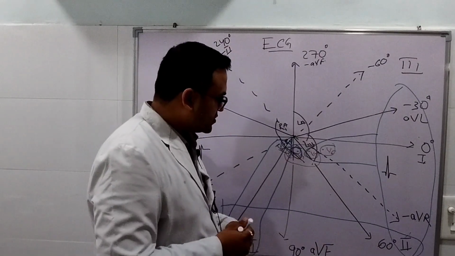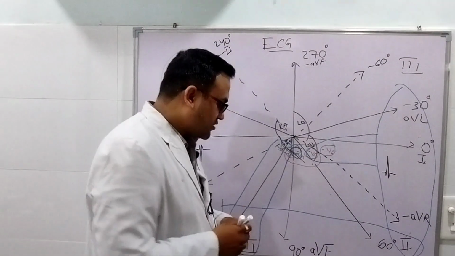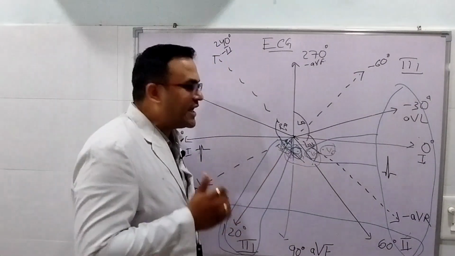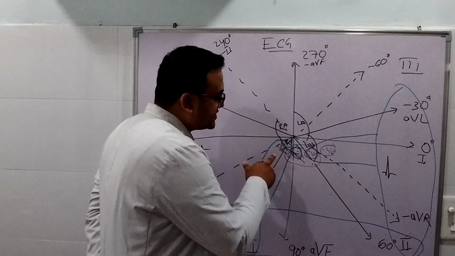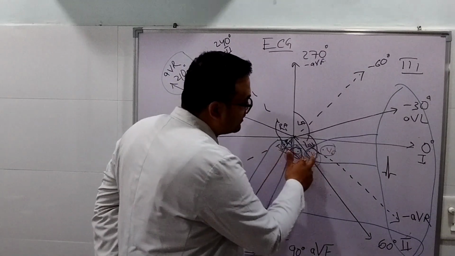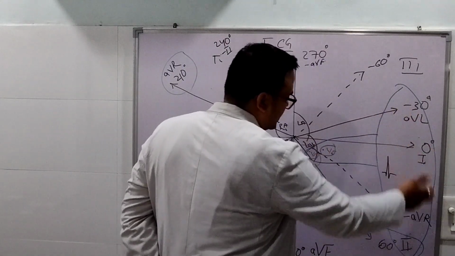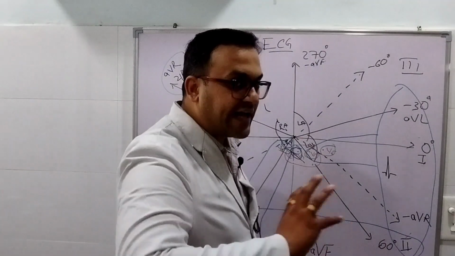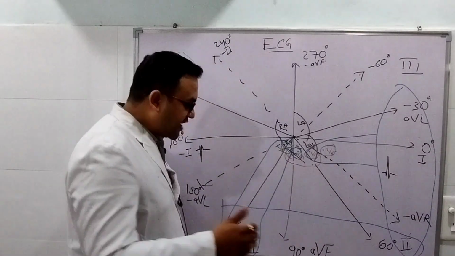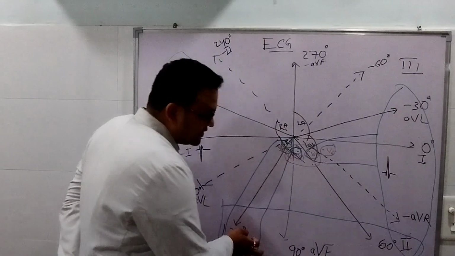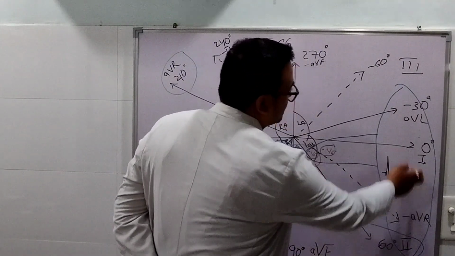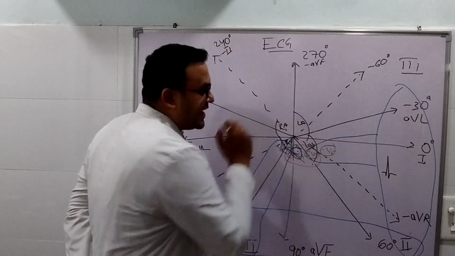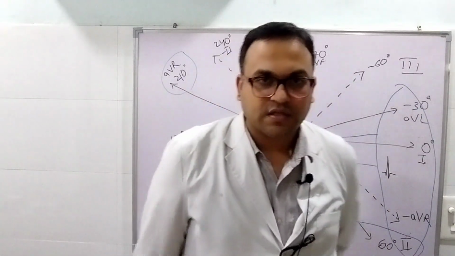We can make combinations also, like if there is an anterolateral wall MI, the changes will be seen from V2, V3, V4, V5, V6, AVL, 1 and 2. We will be seeing changes in these in anterolateral wall MI. If there is an inferolateral wall MI, we will be seeing changes in lead 3, AVF, 2, 1, AVL, V5 and V6.